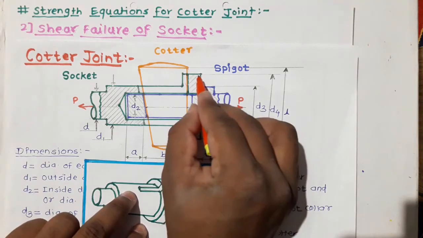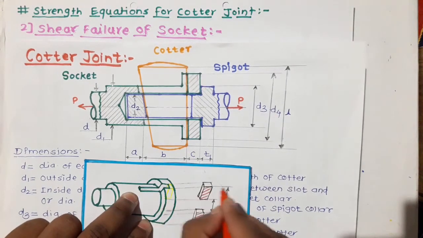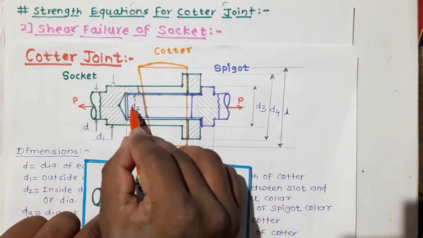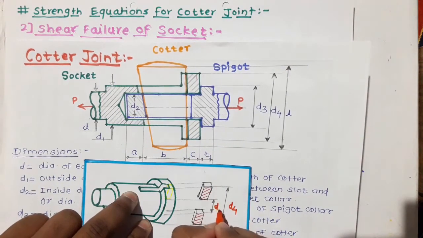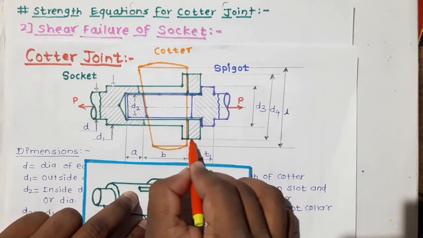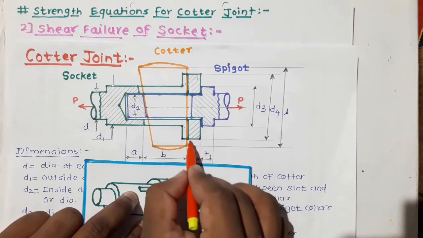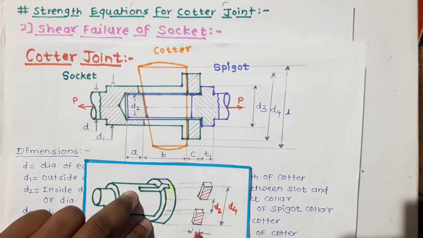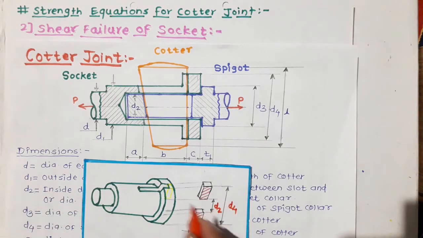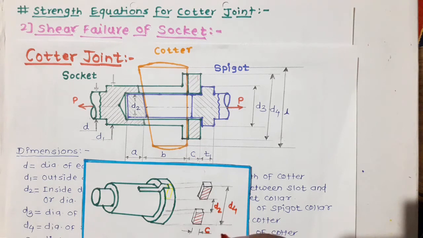Okay, now if you look at the outside diameter of this socket collar, it is d4, so this dimension is d4. The inside diameter of this socket is d2, so this dimension will be d2, and the portion of the socket which is present after the slot is c, that is, this distance is c. So let us write this distance as c. Okay, so with the help of this diagram we have to find out the area subjected to shear stress, and after that we have to find out the shear stress equation.